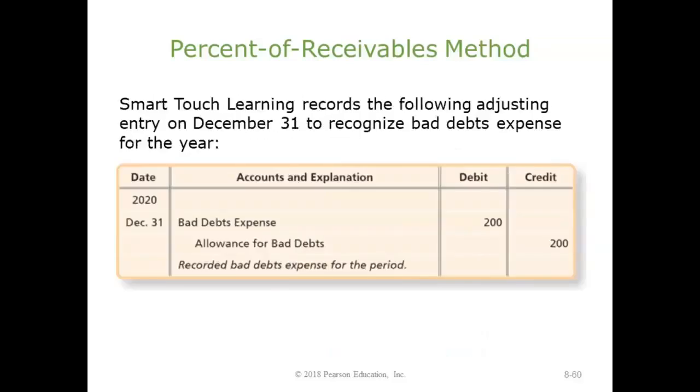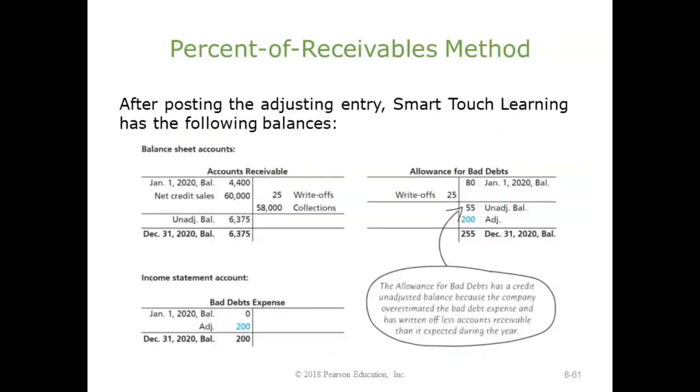Just like we did here. So we've got the debit to bad debt expense and a credit to the allowance for bad debt for $200. So again, after posting, you can see what's happening here.